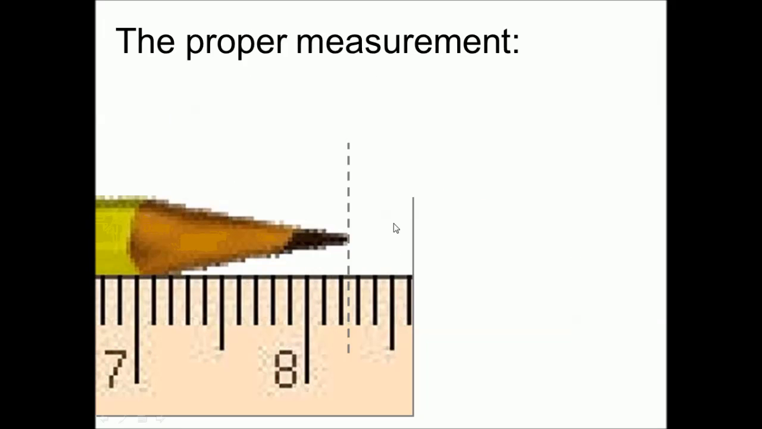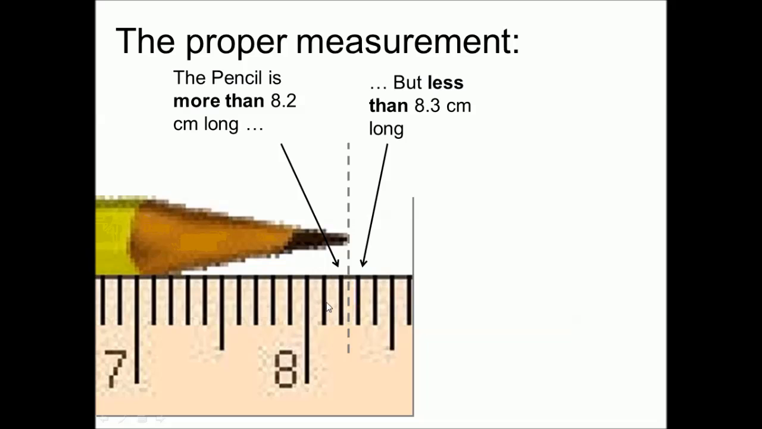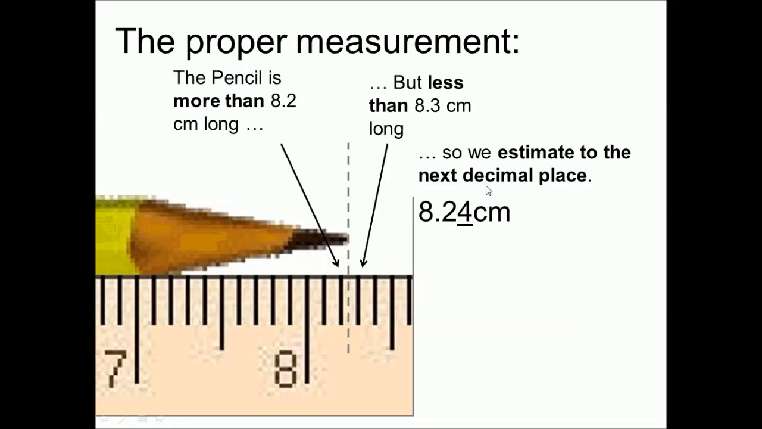So taking a look at this device again, we know we have 7, 0.1, 0.2, and 0.3, so those would be 8, 8.1, 8.2. So we know that the pencil is longer than 8.2, but it's less than 8.3. So we need to estimate somewhere between 8.2 and 8.3. So we estimate to the next decimal place. And again, it's an estimate. If you put 8.25 or 8.23, that'd be okay.